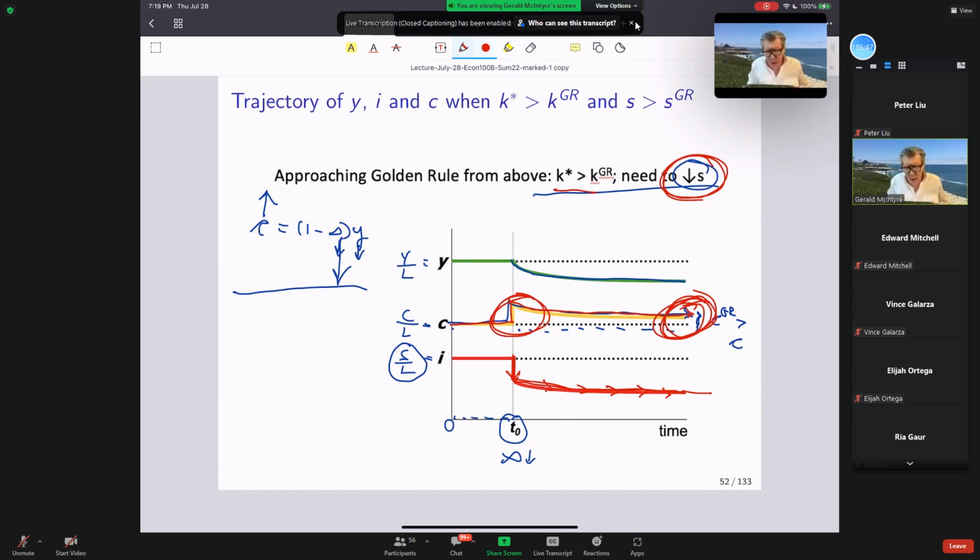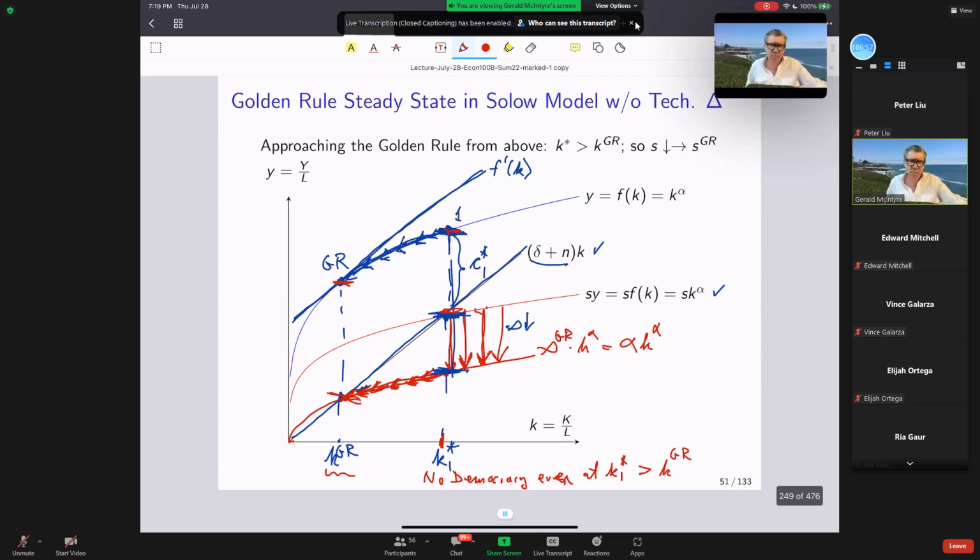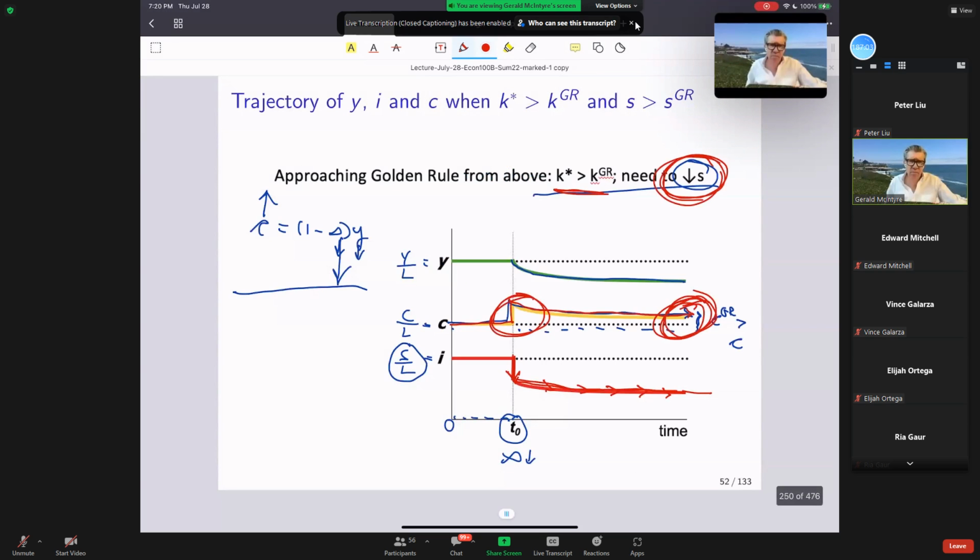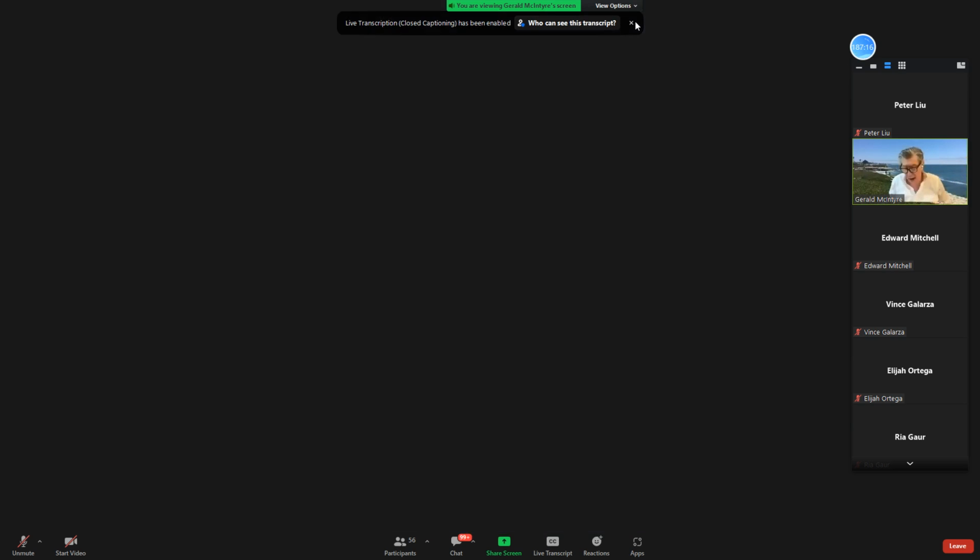If the economy starts at a steady state beyond the golden rule steady state and reduces the savings rate so that this happens on this graph, you move from the steady state at K1 star to the golden rule steady state here, then you've made everybody better off. You've made the current generation better off, and you've made their kids and their grandkids and their great-grandkids and all their progeny for all time better off because their consumption will also be higher, way out here.